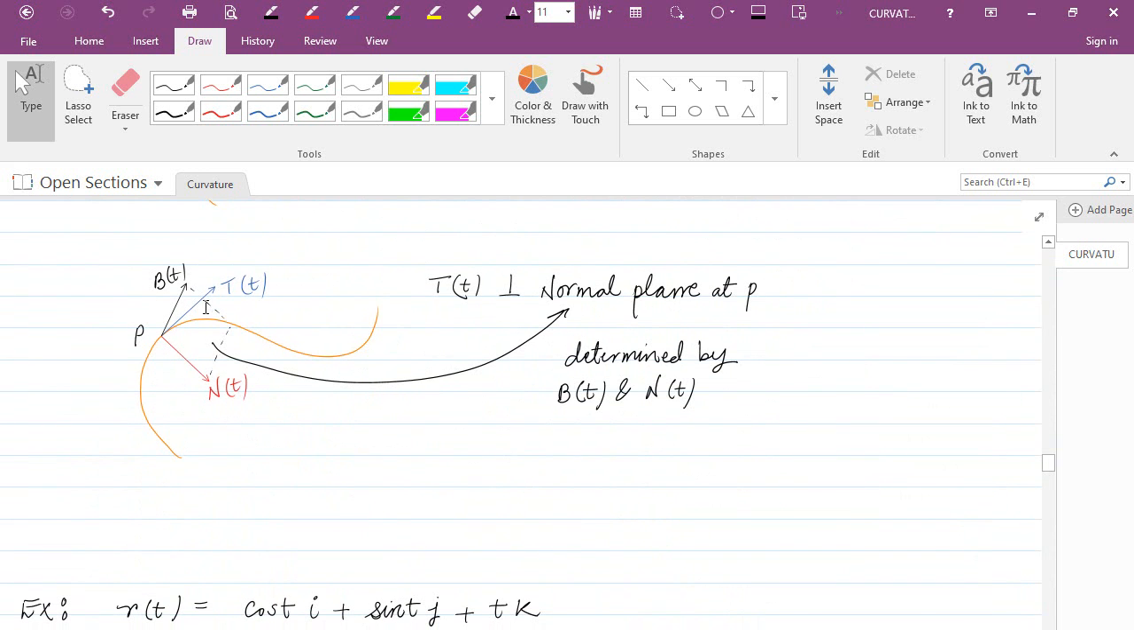Now we can also say that T of t is perpendicular to the plane that is spanned by B and N, and the plane that is spanned by B and N is called a normal plane. So T of t is perpendicular to the normal plane at P determined by B and N.